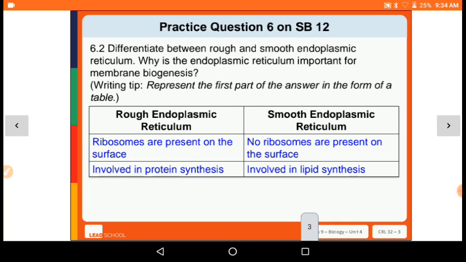And we know that endoplasmic reticulum is responsible for membrane biogenesis because it contains lipid and protein, and that will help in the formation of biological membrane, which is membrane biogenesis. So endoplasmic reticulum performs a vital role in membrane biogenesis by providing essential lipids and protein for the process. So that's why it is very important for endoplasmic reticulum to perform membrane biogenesis.